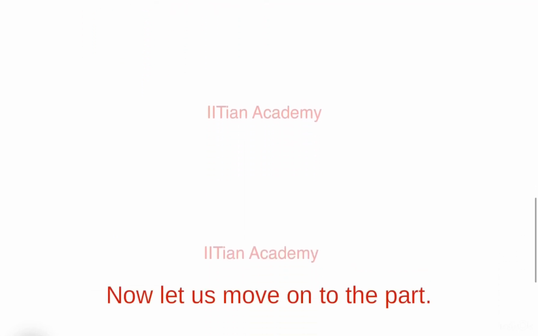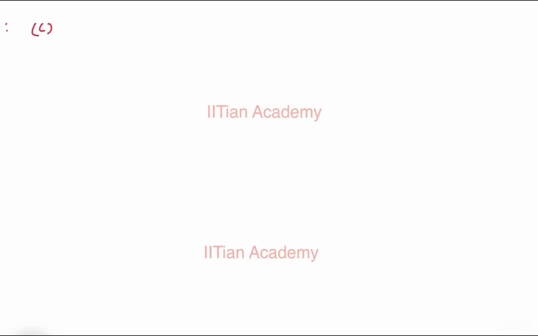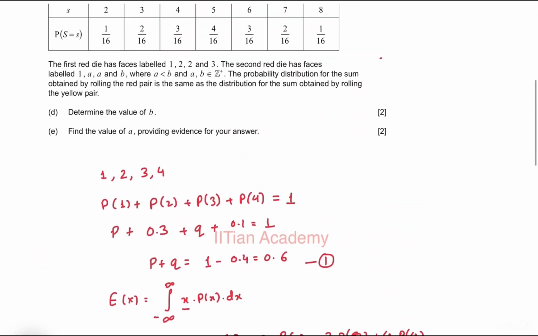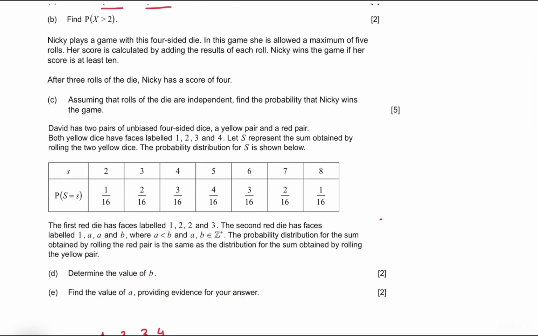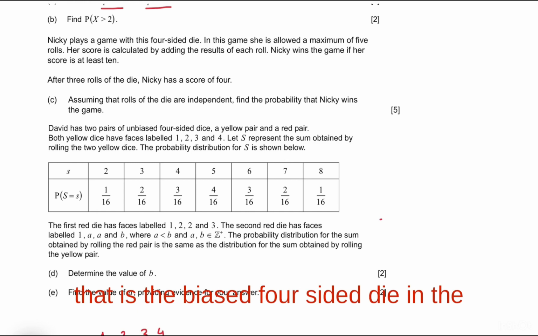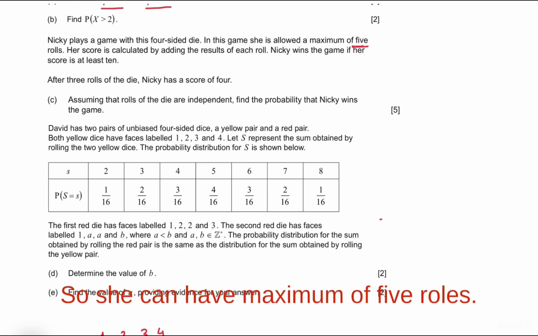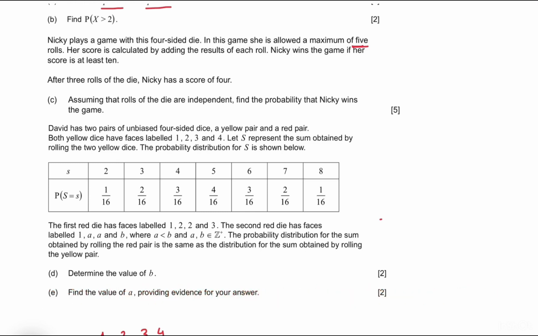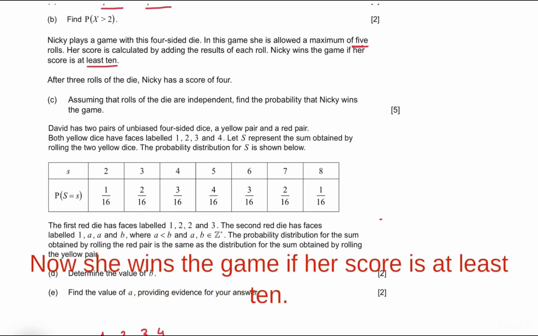Now let us move on to part C. In part C, we are given that Nikki plays a game with this four-sided die, that is the biased four-sided die. In the game, she is allowed a maximum of 5 tries. So she can have a maximum of 5 rolls. Her score is calculated by adding the result of each roll. She wins the game if her score is at least 10.